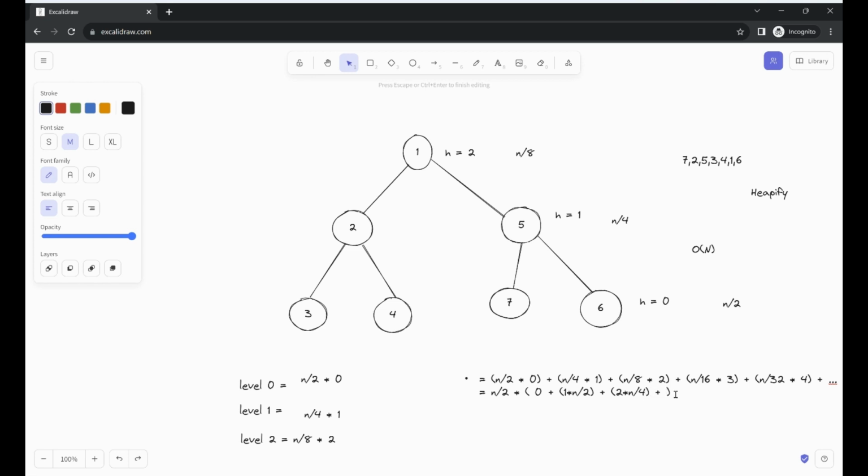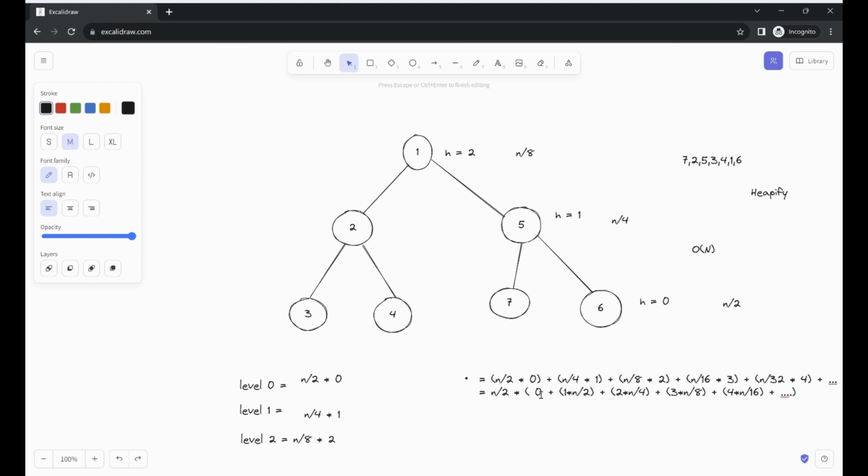Then 3 into n by 8, plus 4 into n by 16, and so on and so forth.